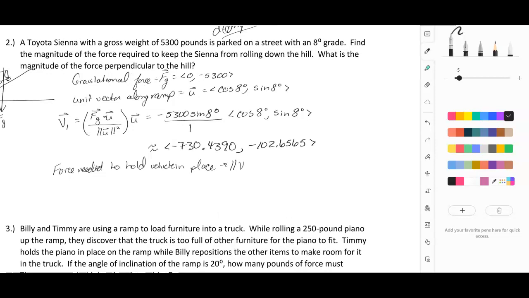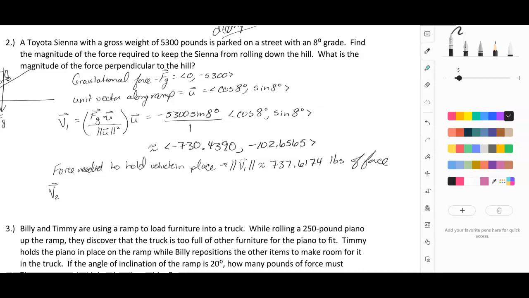We need to find the magnitude of that. I'm just going to do that in the calculator. So it's going to be the square root of this squared plus this squared. And when I did that, I got about 737.6174. Okay, so remember, that's the parallel component. That's the component that's along that ramp.